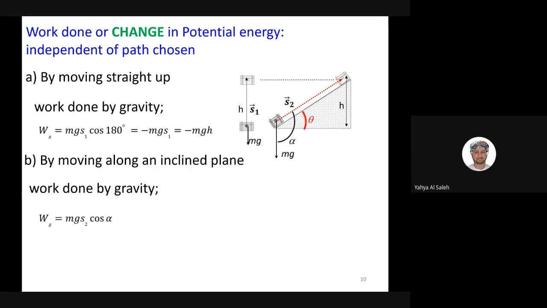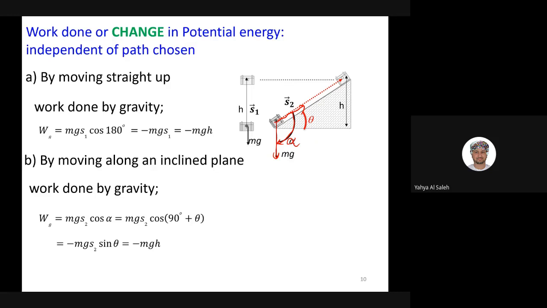By moving along the inclined plane, it's still F dot d. So it's mg d cosine alpha, where alpha is the angle between the direction of my force, which is down here, and the direction of motion here. So it's this whole thing, alpha, 90 plus theta. Cosine of 90 plus any angle is the same as sine of that angle. And I end up with exactly the same, minus mgh. Which means physics is being nice to us for once, because we can be lazy.